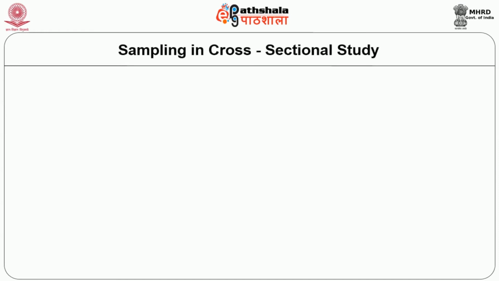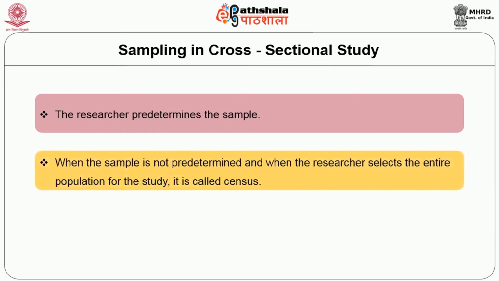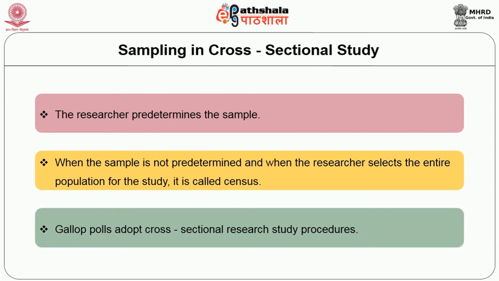In sampling in a cross-sectional study, the researcher predetermines the sample. When the sample is not predetermined, and when the researcher selects the entire population for the study, it is called census. Gallup polls adopt cross-sectional research study procedures.